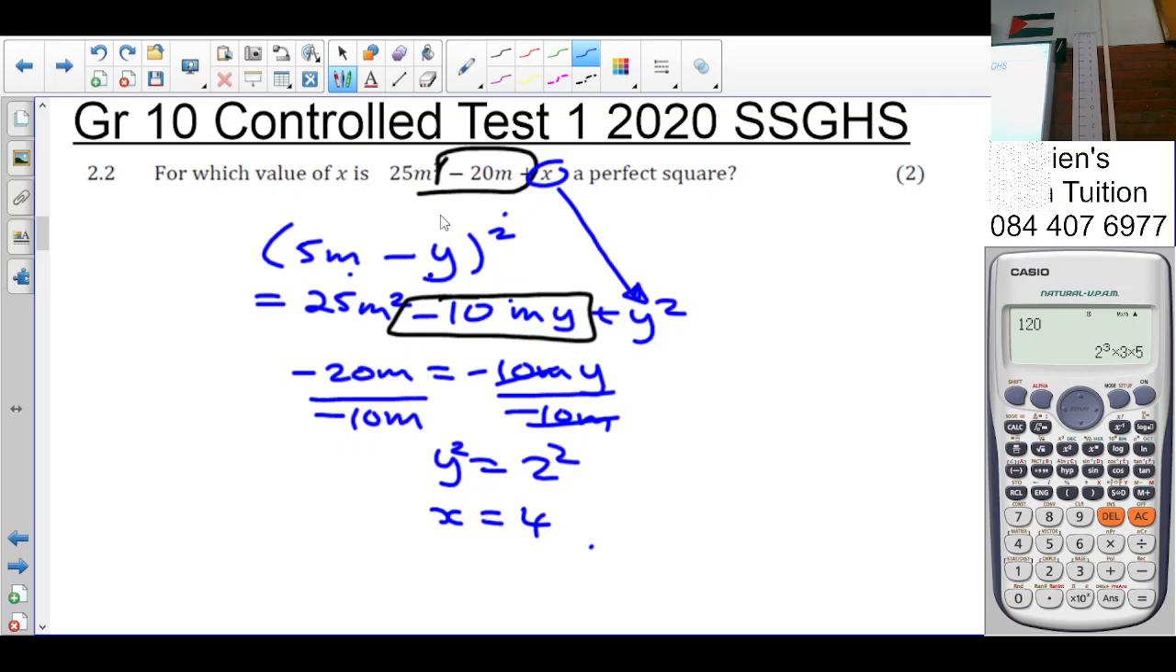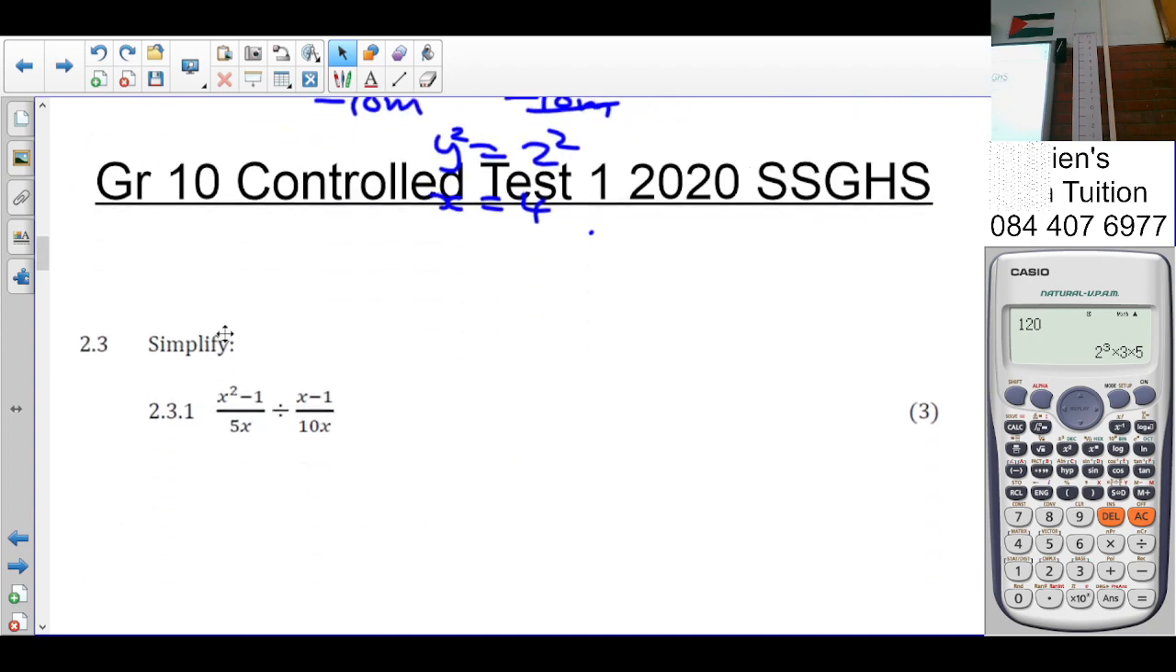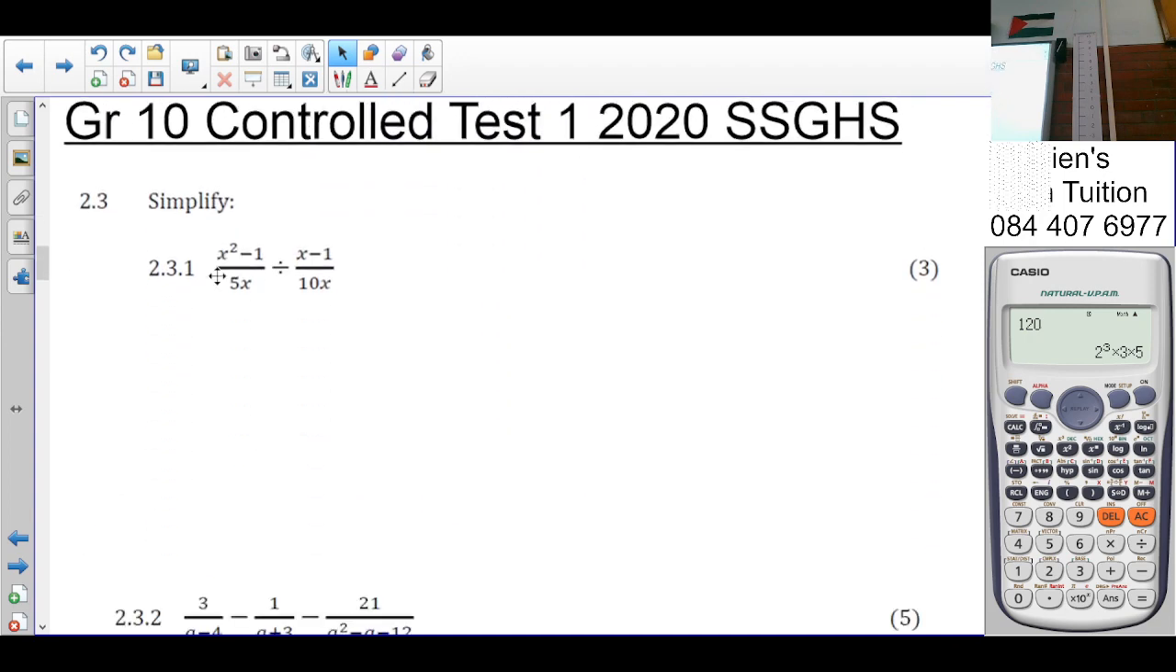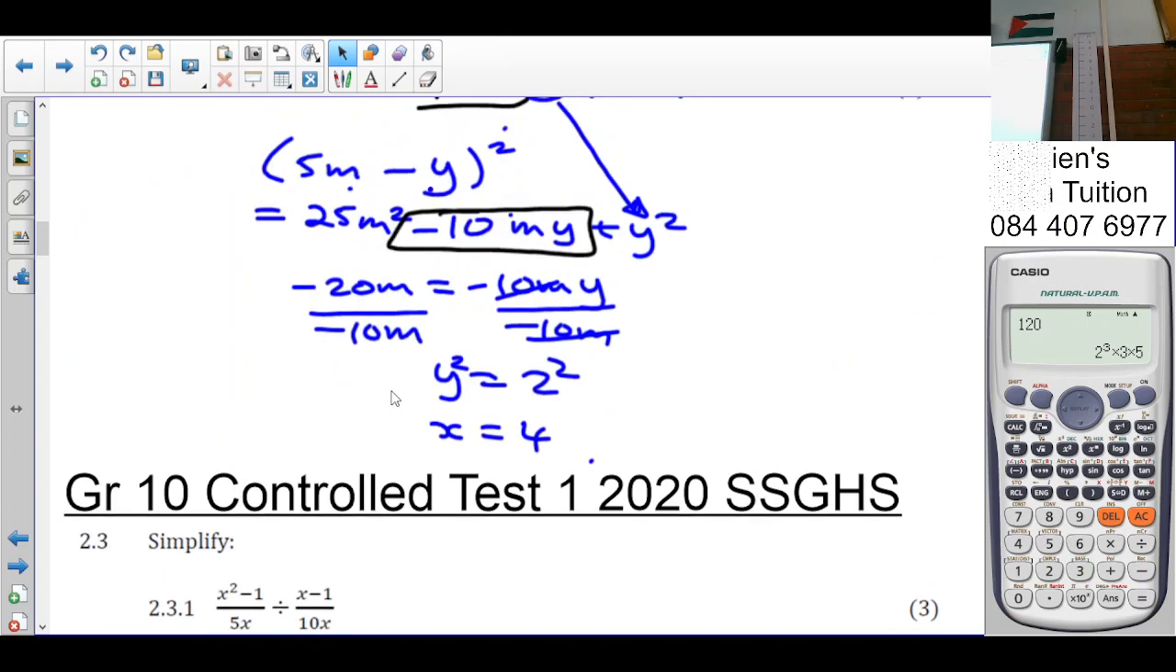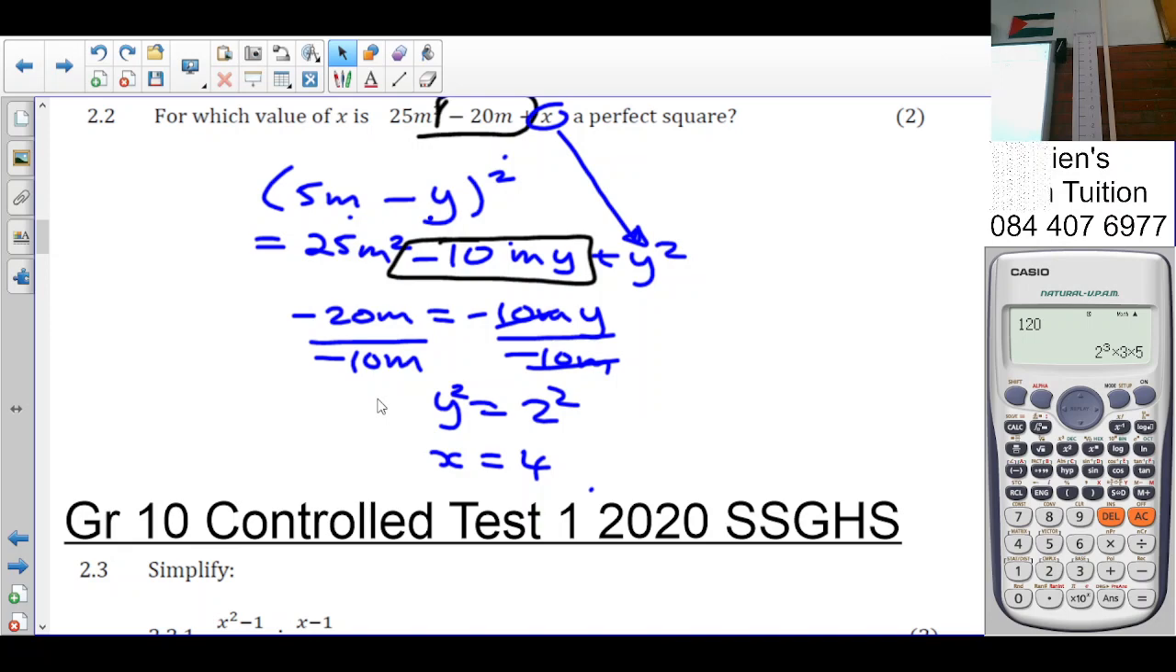Okay, this is something to think about. It was a nice question, eh? It's your perfect square trinomial. Let's look at number 10. Go through this one. Go back. Make it quick, I need to finish the paper.